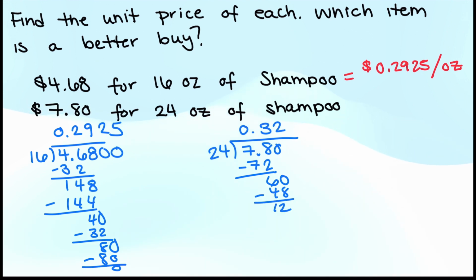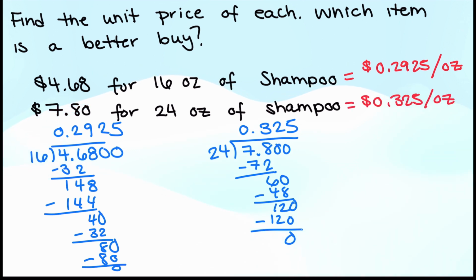24 goes into 60 2 times. 2 times 24 is 48. Subtract, I get 12. I need another 0. 24 goes into 120 exactly 5 times. Yeah, 5 times 24 is 120. Finally, no remainder. So my unit price for the second bottle of shampoo is $0.325 per ounce, or a little more than 32 cents per ounce.